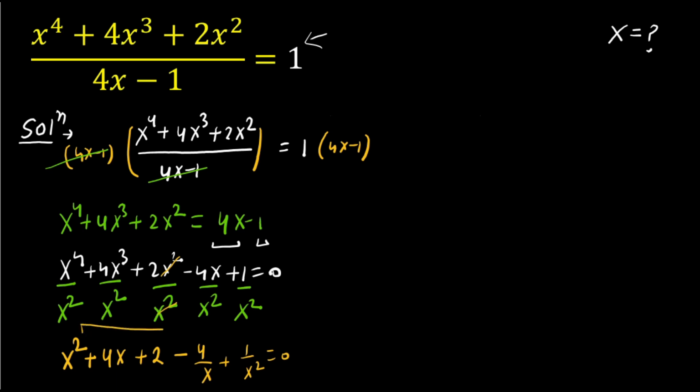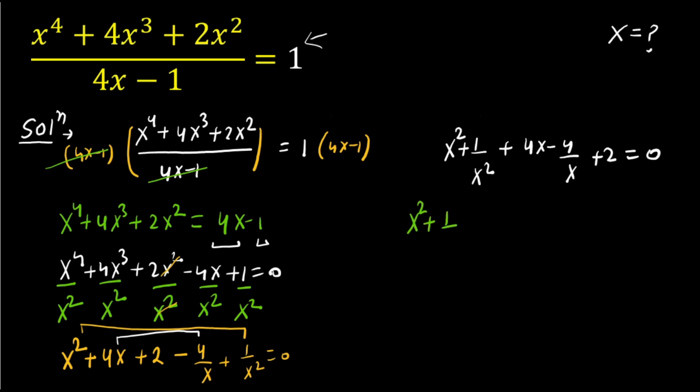Here x² plus 1 over x², plus 4x minus 4 over x, plus 2, and this equals 0. x² plus 1 over x² plus, if we take 4 common, then (x − 1 over x) plus 2, and this equals 0. If we substitute x − 1 over x equals t.